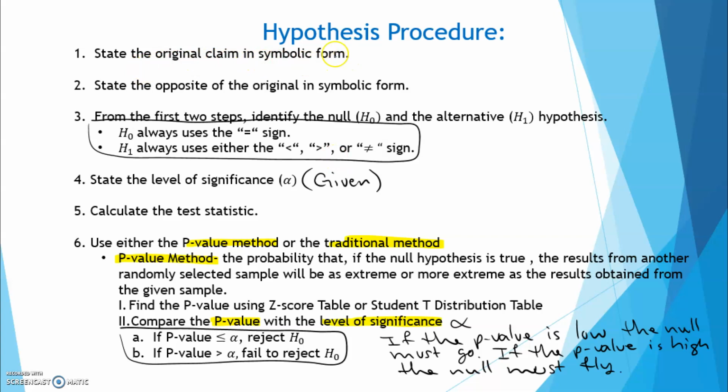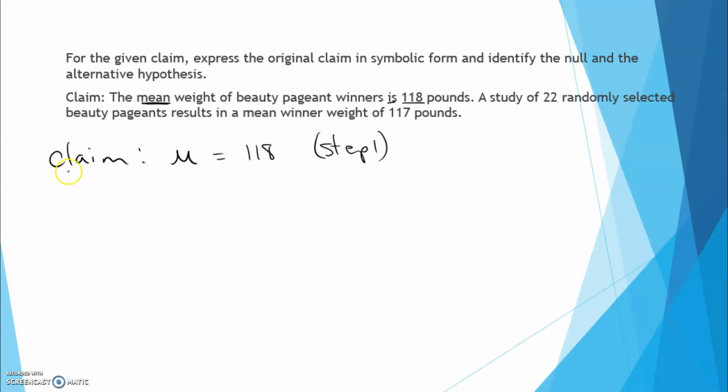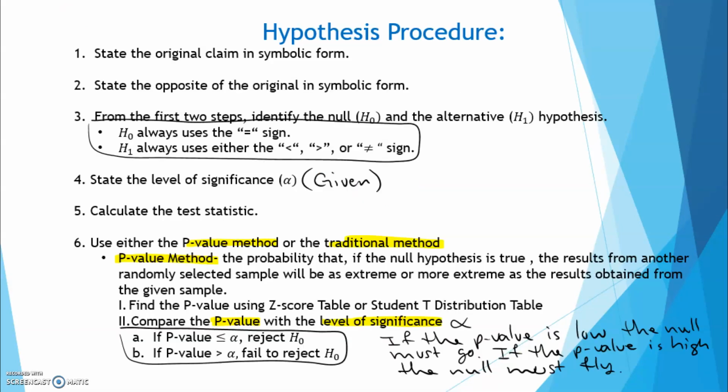State the original claim in symbolic form. Step 2, state the opposite of the original in symbolic form. Okay, well the opposite of equal is not equal to 118. That's step 2. Step 3 says from the first 2 steps, identify the null and the alternative. Remember, the null will always have the equal sign. The alternative will not have the equal sign.